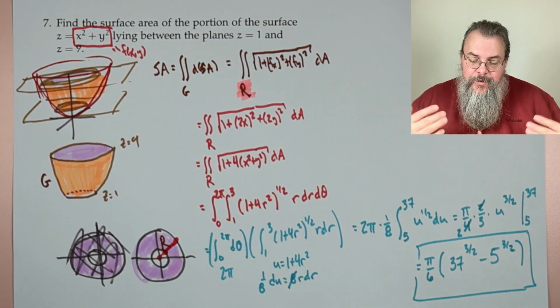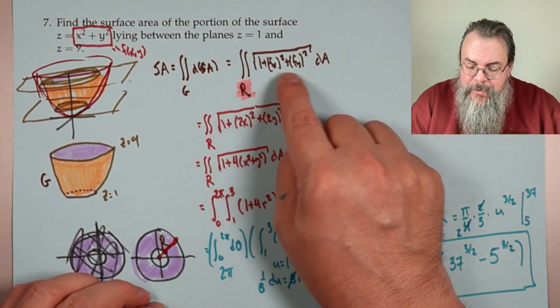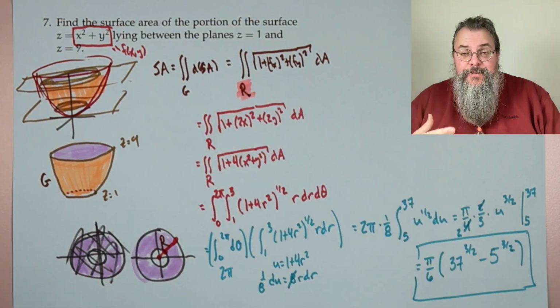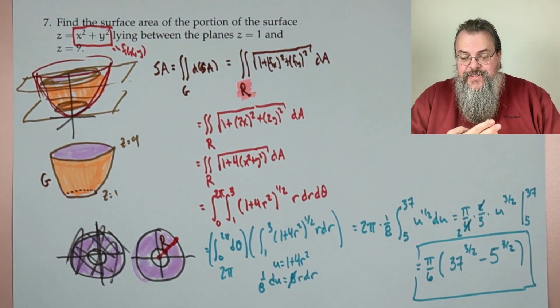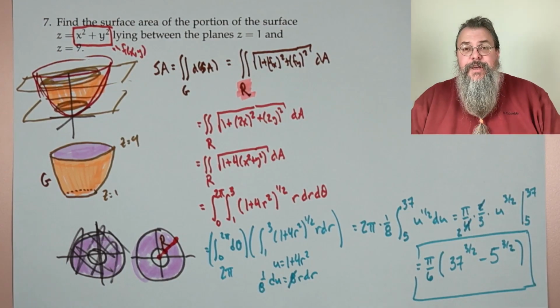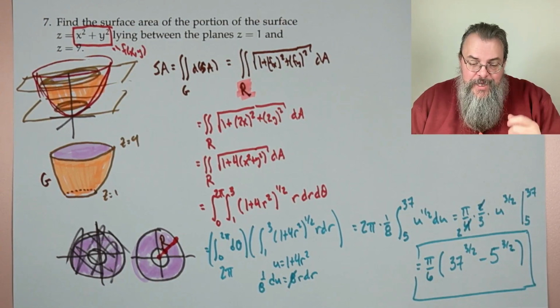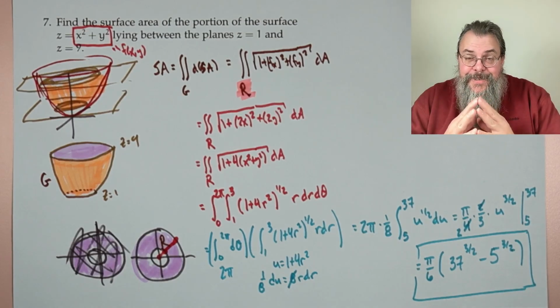All right, so make sure you know this area formula, the square root of 1 plus fx squared plus fy squared. It does show up in surface area, but it also shows up in some applications, things like finding mass and center of mass and those types of things. So be ready. Be prepared. Know how to use it. All right, good.